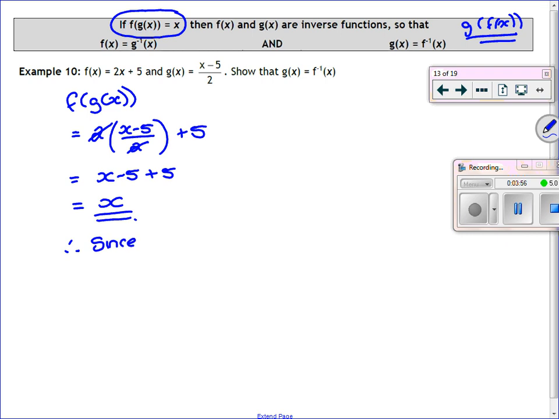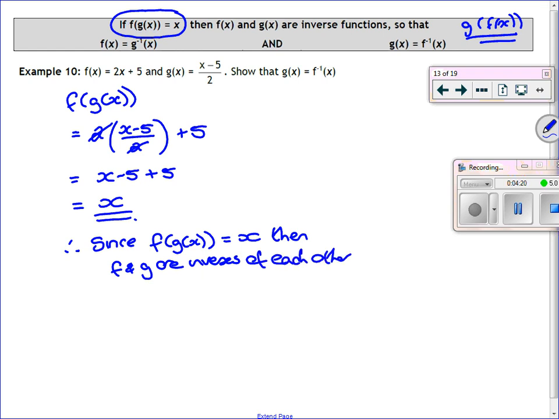since f of g of x is equal to x, then f and g are inverses of each other. So g of x is equal to f to the minus 1 of x. So questions should always have a little sentence at the end just to round things off.